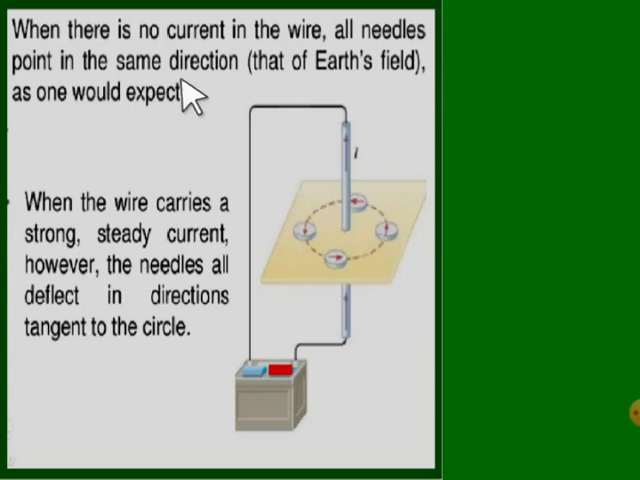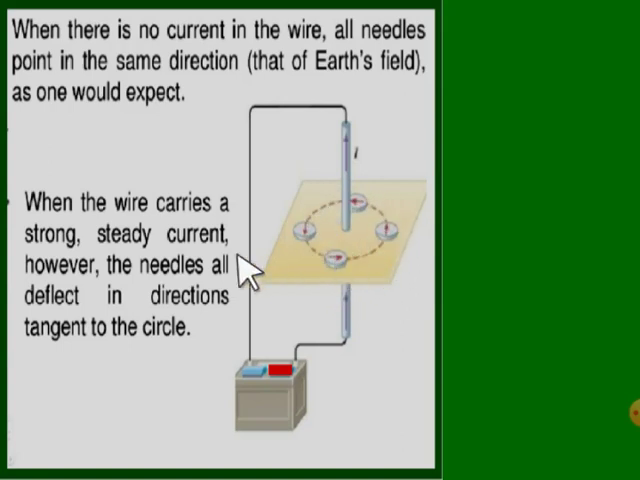What happens when there is no current in the wire? All needles will point in the same direction. Because of what? Because of the presence of Earth's magnetic field at that place. Got it? All the magnetic compass needles will align in the same direction before current is passed. But when current is allowed to pass, what happens? The compass needle will try to orient along the tangent of the circumference, like this, in this direction.